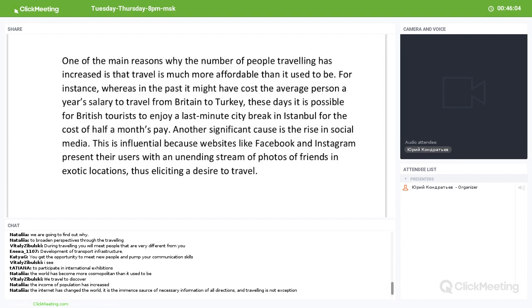So 10 minutes. The internet has changed the world. It is an immense source, okay, the spelling, immense source of necessary information in all directions, and traveling is not an exception. Okay, is not an exception, right? So what I wrote, nowadays it is easier to book a trip online. So this is maybe a similar idea.